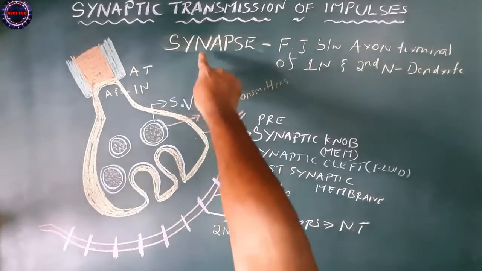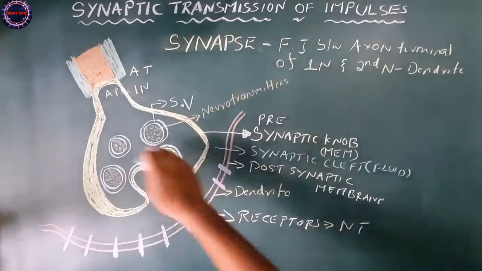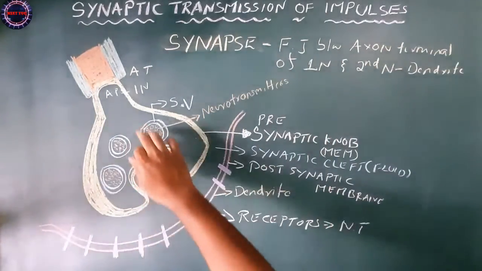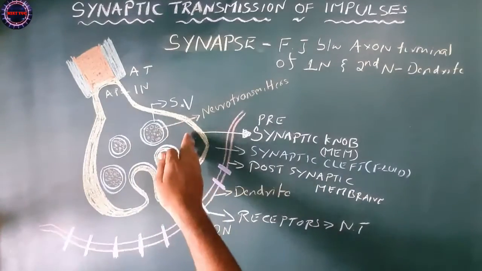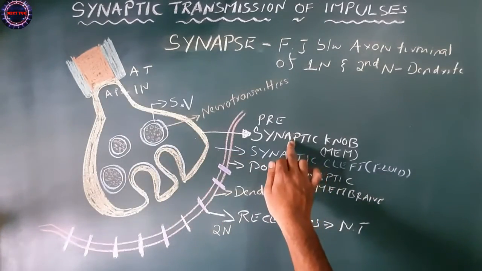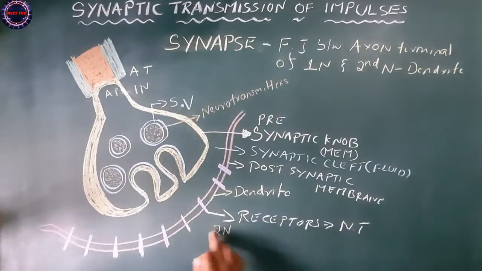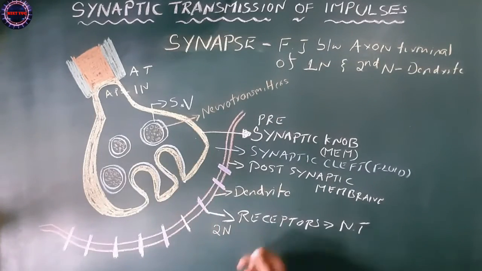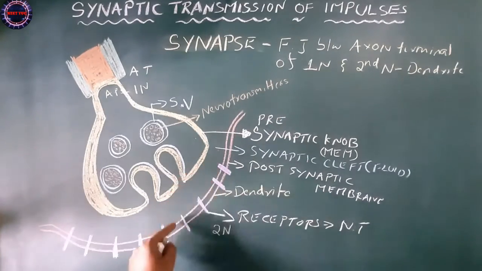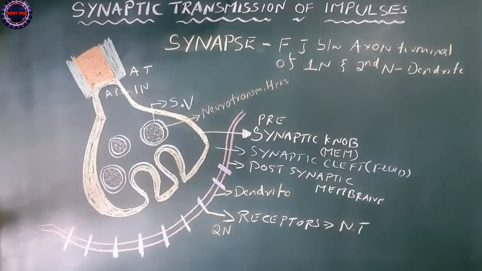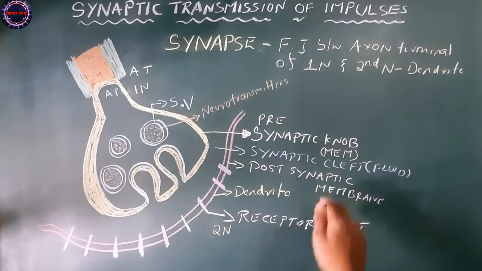Before that, I just have to tell you this. Synapse is the functional junction between two neurons, that is the presynaptic membrane and the postsynaptic membrane of another neuron, separated by a cleft called the synaptic cleft. That is synapse, containing three important parts.